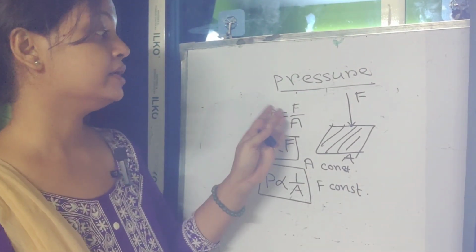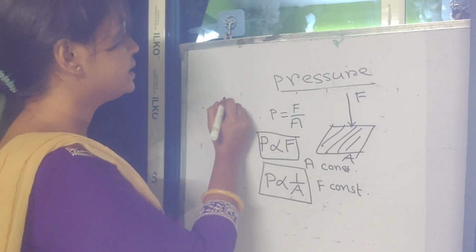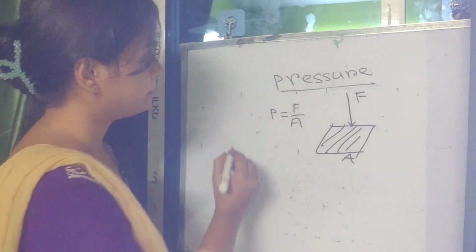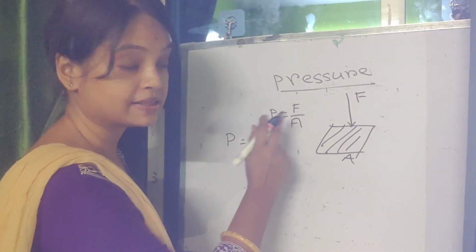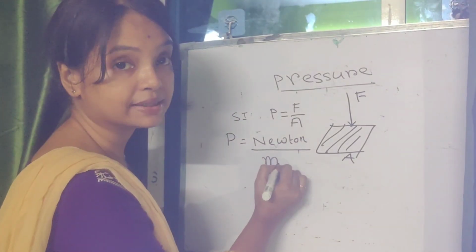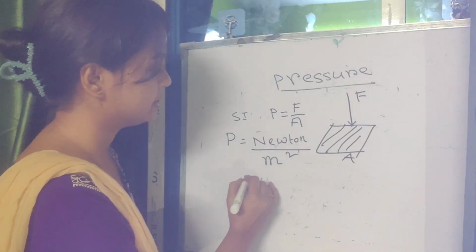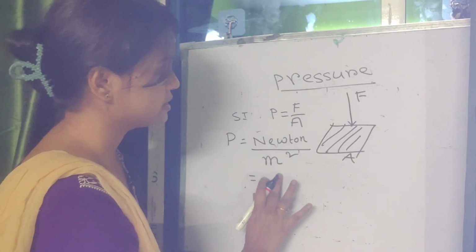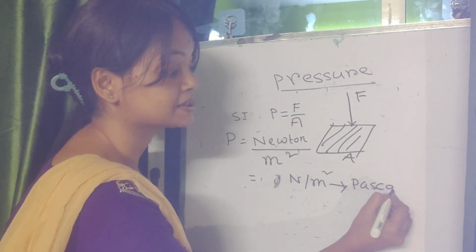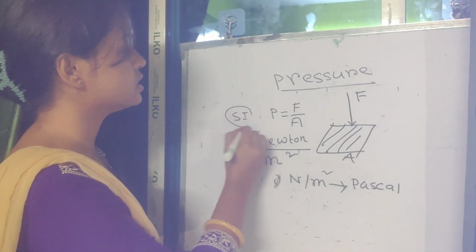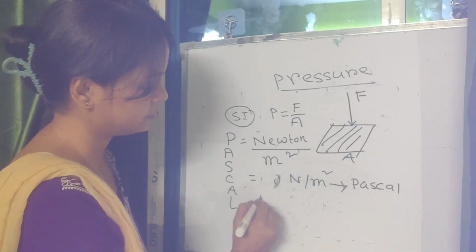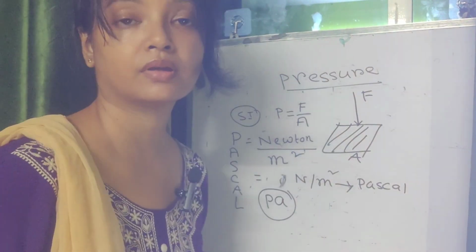Now, what is the unit of pressure? P, let's write this. P equal to force over area; the unit of force in the SI system is Newton and area is meter square. So the unit of P is Newton per meter square, and it can be represented by Pascal. So the SI unit of pressure is Pascal and it can be written Pa.